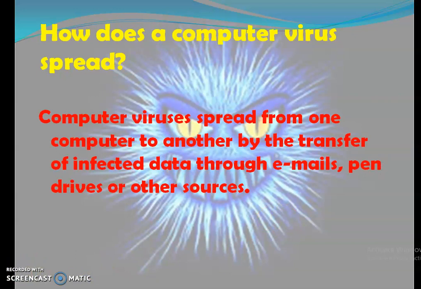Moving on to, how does a virus spread? Computer viruses spread from one computer to another by transfer of infected data through emails, pen drives, or other sources. In the early pre-internet days, viruses often spread from computer to computer via infected floppy disks. But today viruses spread via the internet. In most cases, applications that have been infected by virus code are transferred from computer to computer just like any other application. But the users or admins may be unaware that their applications are infected and will transfer or install them with impunity.